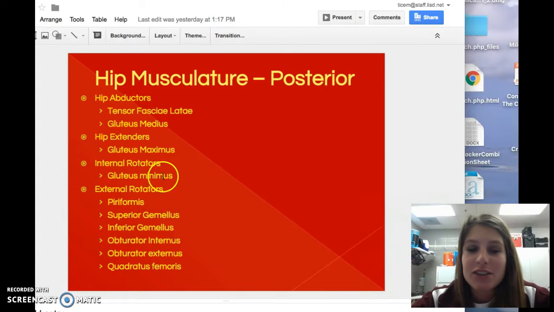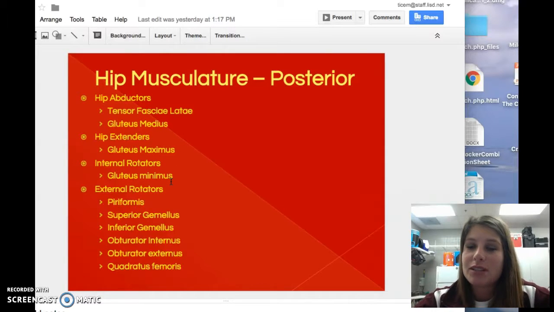So the next two are internal and external rotators. Sometimes you hear this referred to as outward or inward rotation or medial lateral rotation, so we just have to keep them straight. So internal rotators is the gluteus minimus. So now you've seen that we have three glutes right here: the gluteus minimus, the gluteus maximus, and the gluteus medius. But as you can see, they all do three different things.